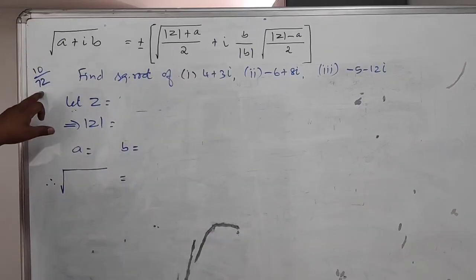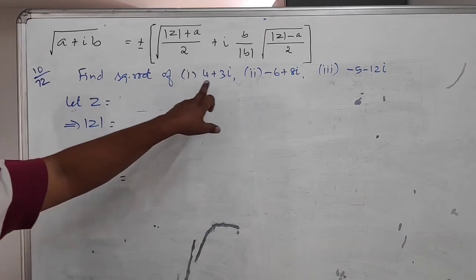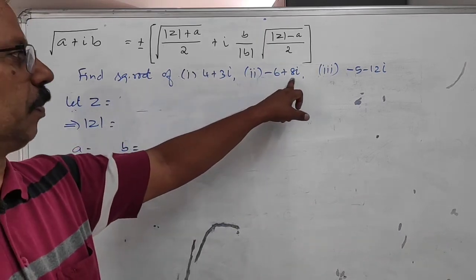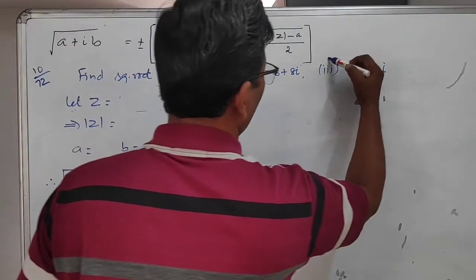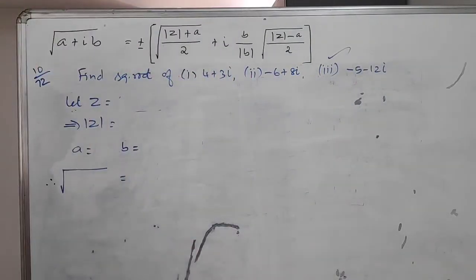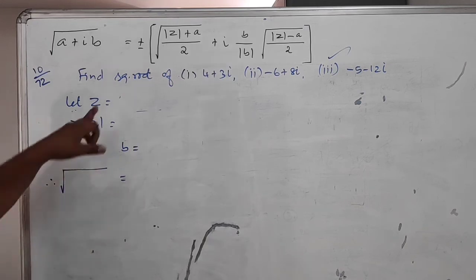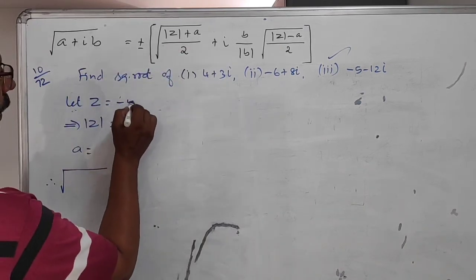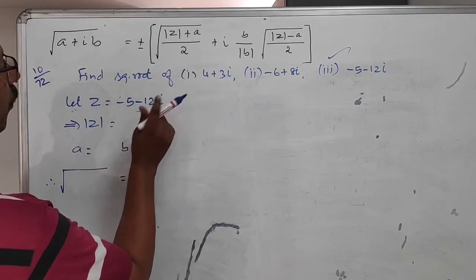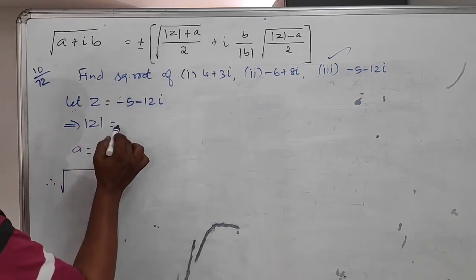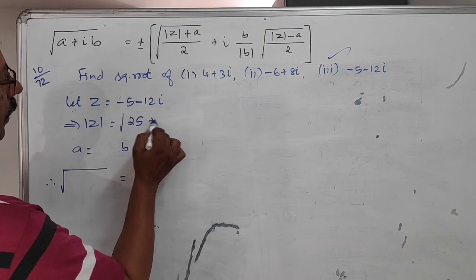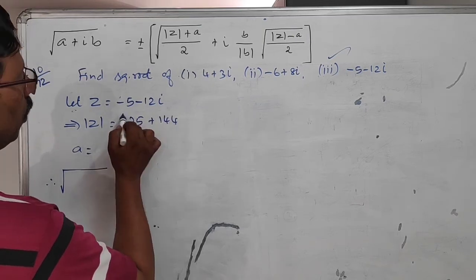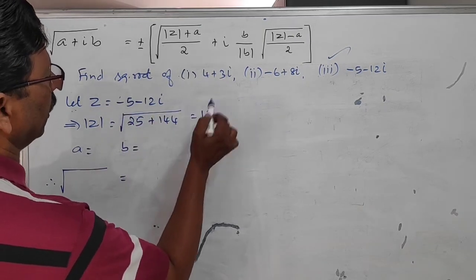Likewise, given on page 72, find the square root of 4 plus 3i, minus 6 plus 8i, minus 5 minus 12i. Now I am going to do this last problem. These first two problems you can take as homework. Now let z is equal to minus 5 minus 12i. Here I have to find its modulus, that is root of real part square 25 plus imaginary part square 144. Now we are getting it equal to 13.